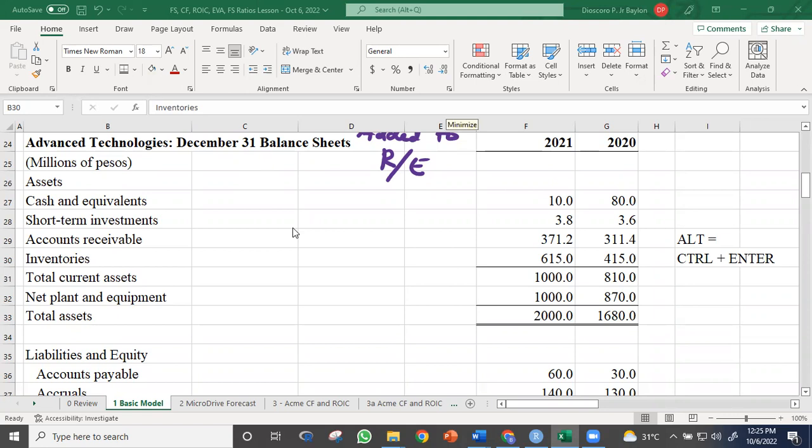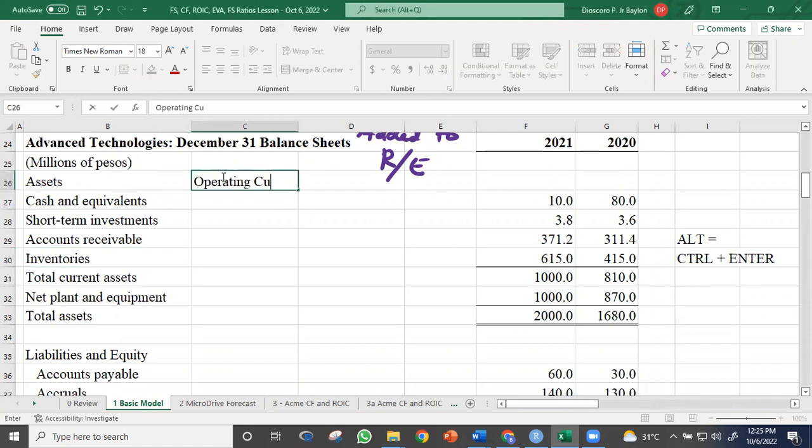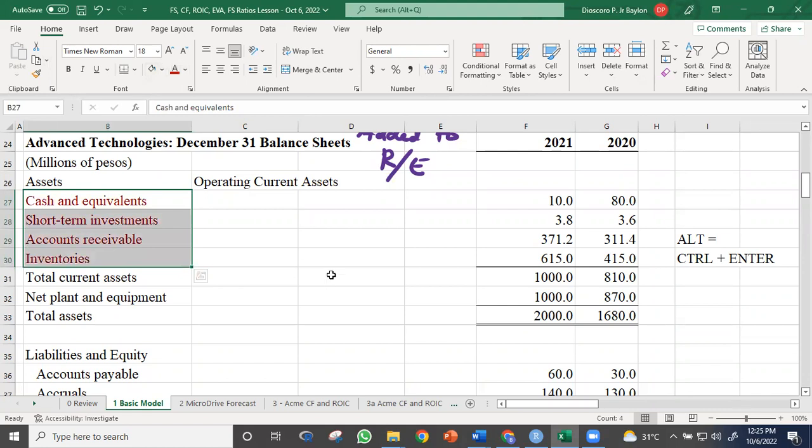Okay, let me explain. We said operating current assets. Let me write that here. Ito lang naman yung operating current assets natin, di ba? Apat lang yan. Cash and cash equivalents, short-term investments. Operating current assets, as the name suggests, are current assets that do not involve financing or interest. Hindi siya kasama kung may financing or interest. So cash and cash equivalents, that's operating. Short-term investment, interest-bearing to, no? Itong investment na to, may interest to. So this will not form part of your operating current assets.